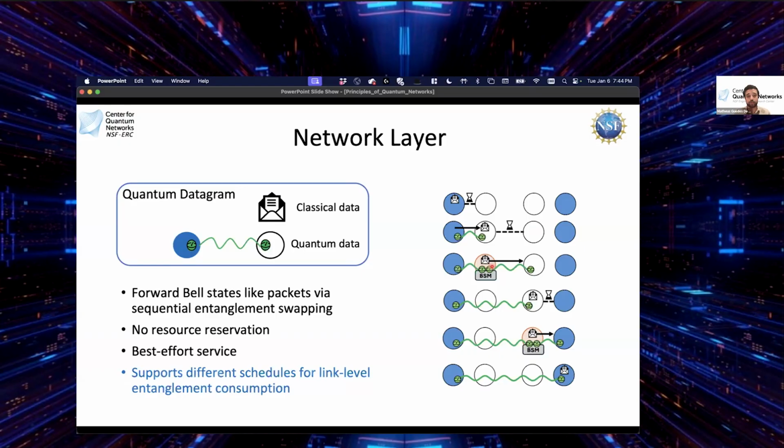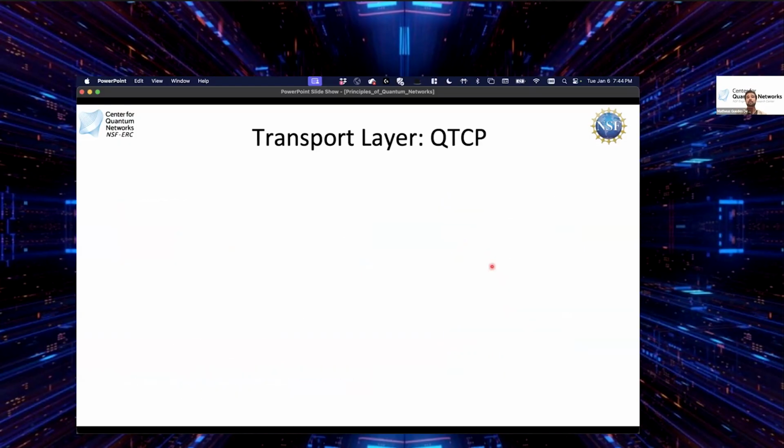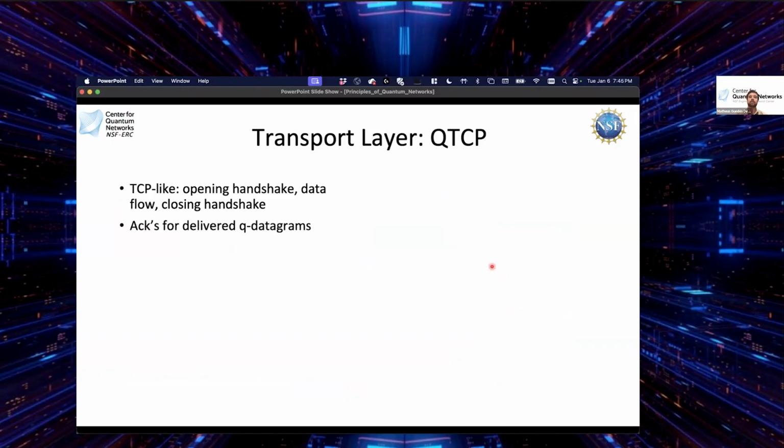to utilize the entangled states that are stored in memory. And then we get to the transport layer that is essentially the quantum TCP protocol. So the idea is to have a TCP-like opening handshake, followed by a data flow, the generation of multiple end-to-end entangled states between end nodes, followed by a closing handshake that tells the two end nodes the generation of multiple link level entangled states has completed.